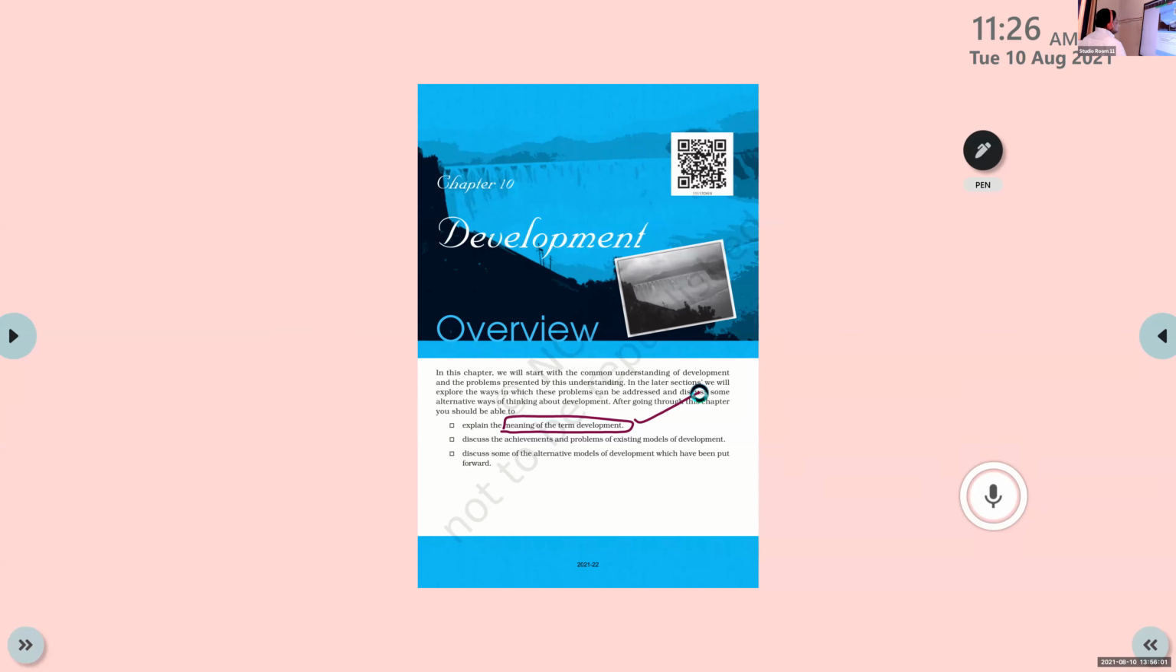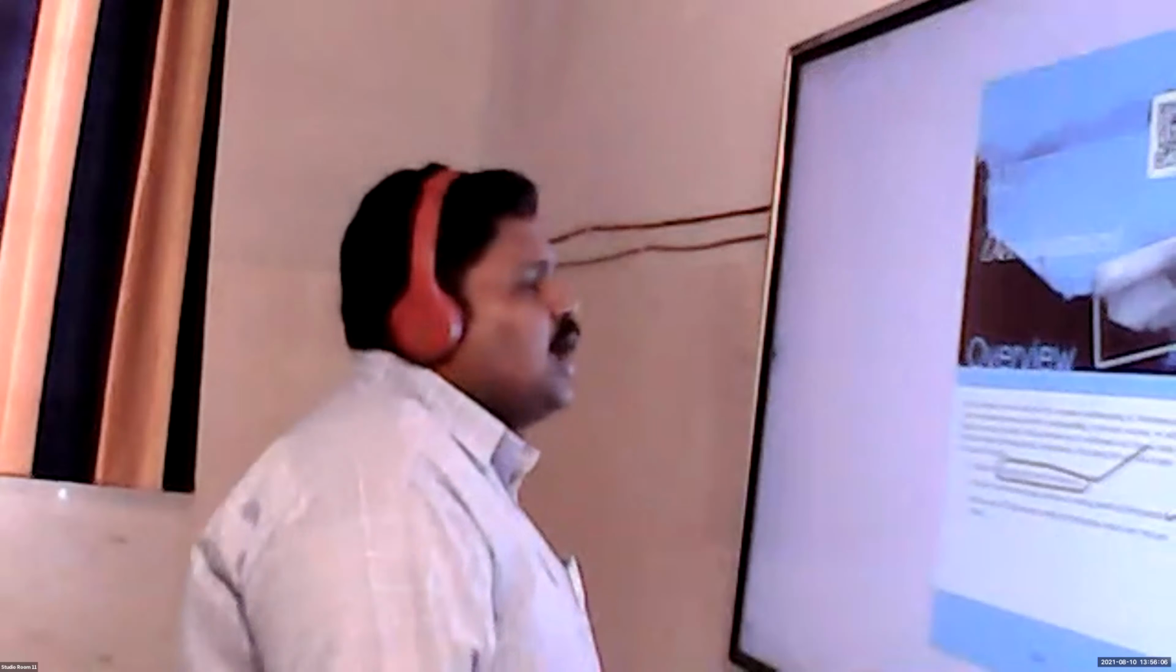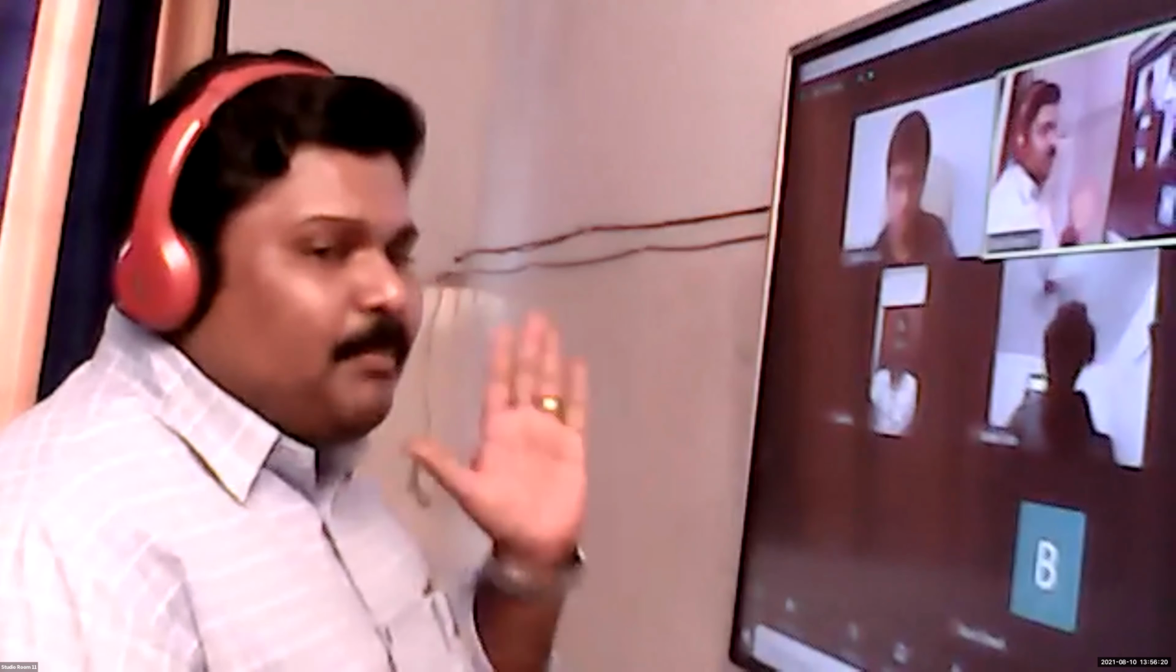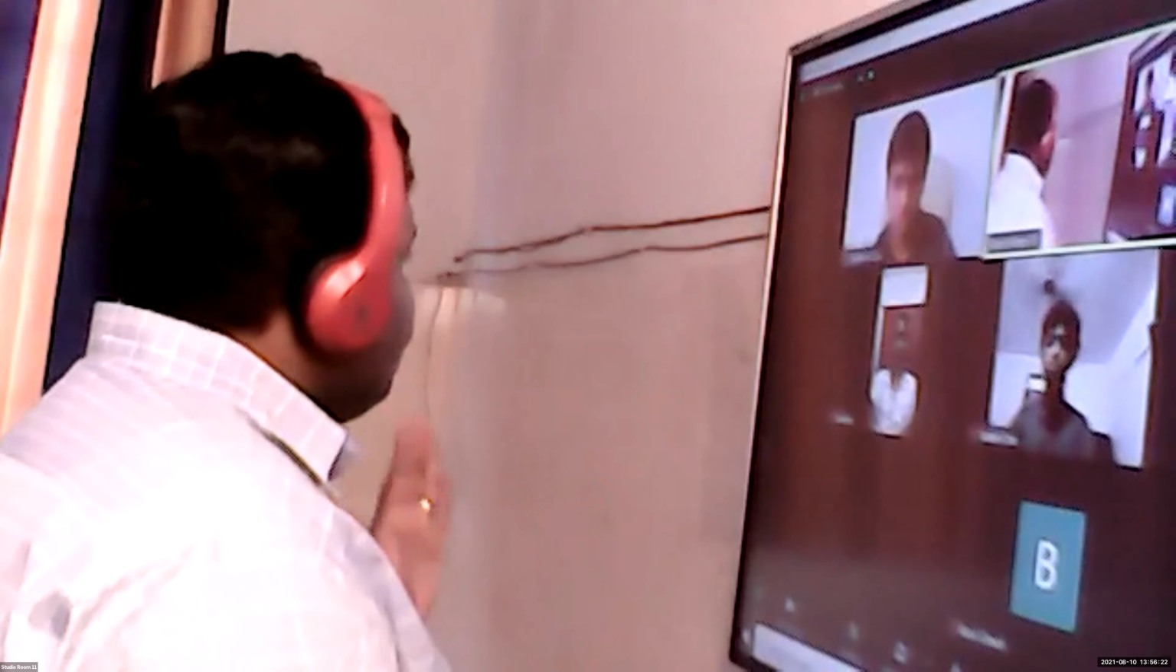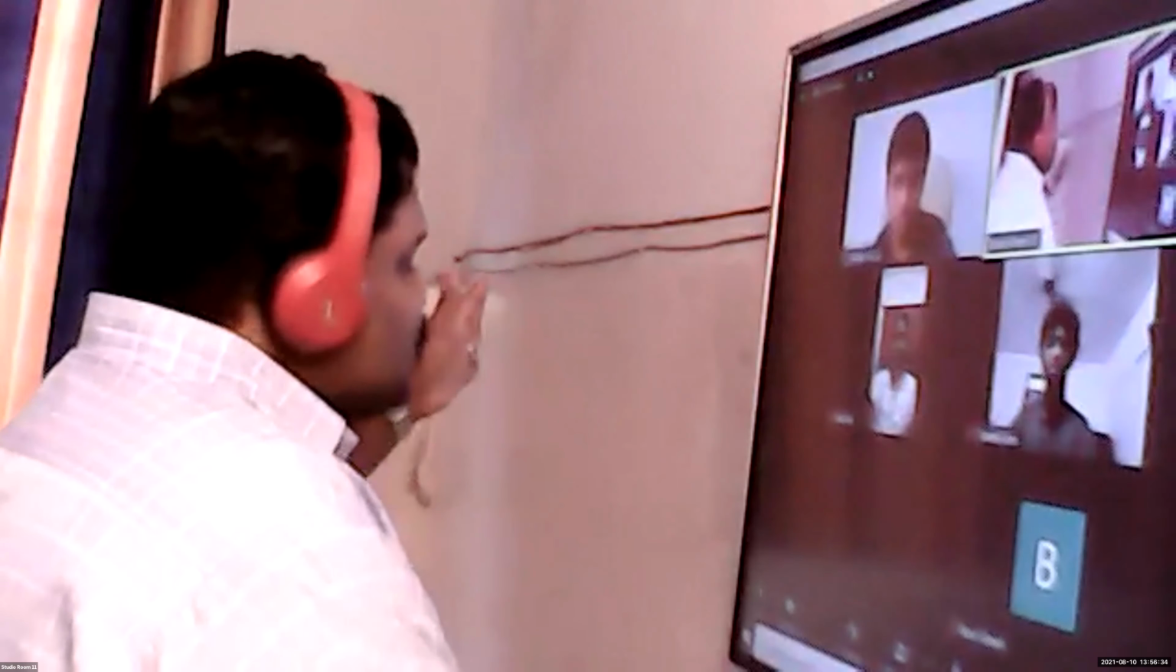Second question: discuss the achievements or problems of existing models of development. What are the problems in the existing development models? There are different development models existing in the world today. If we analyze these development goals, some plans are good for everyone, some are good for some group of people, and some are good for none. Some development goals are good for the entire country, so everyone can develop.